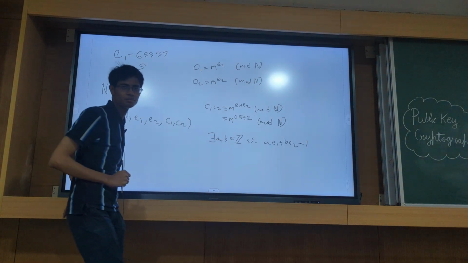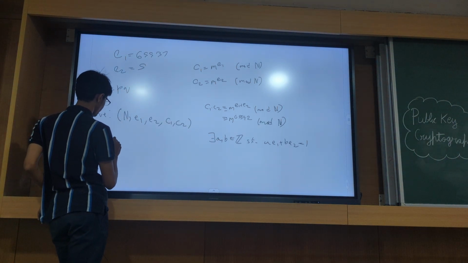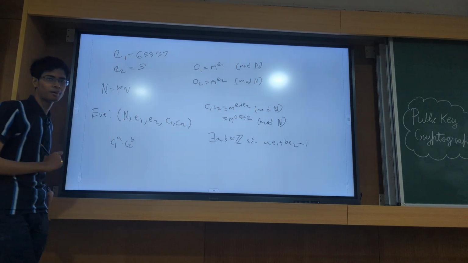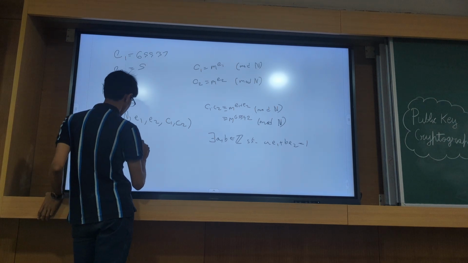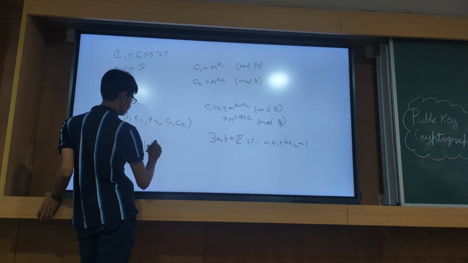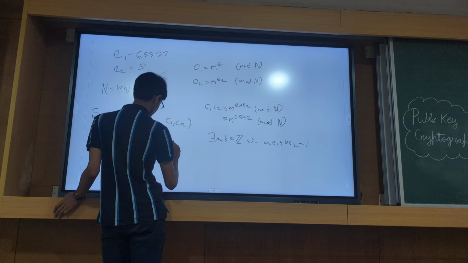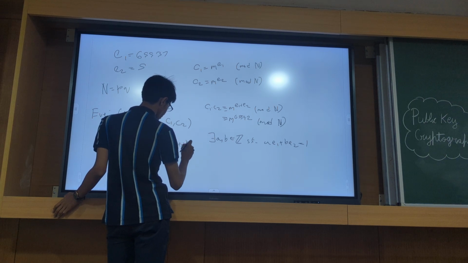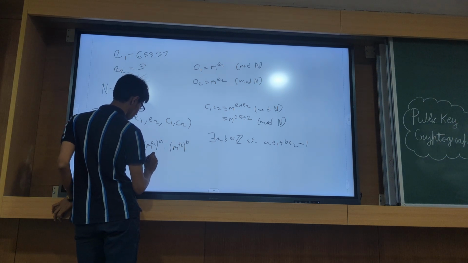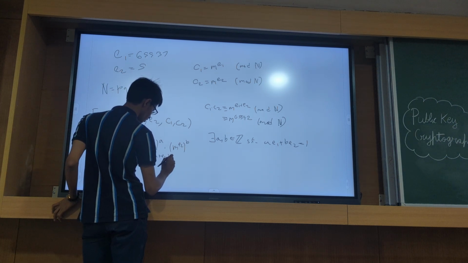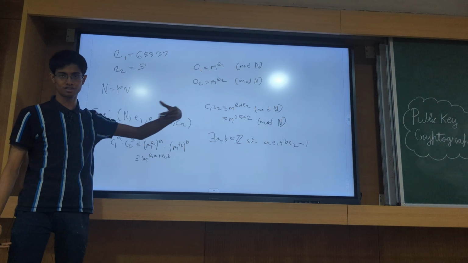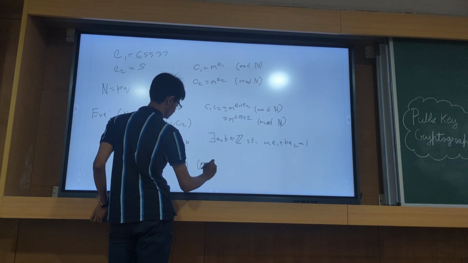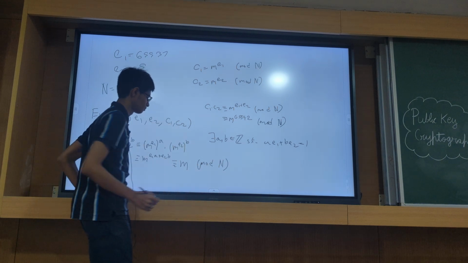So say you find such an A and B now. What you can do is raise C1 to the power A, multiply that by C2 to the power B, mod n. What do we get? We get M to the power E1 to the power A times M to the power E2 to the power B, which is nothing but M to the power E1A plus E2B, but E1A plus E2B is equal to 1 over the integers itself. So this is nothing but M mod n. You have recovered the message.